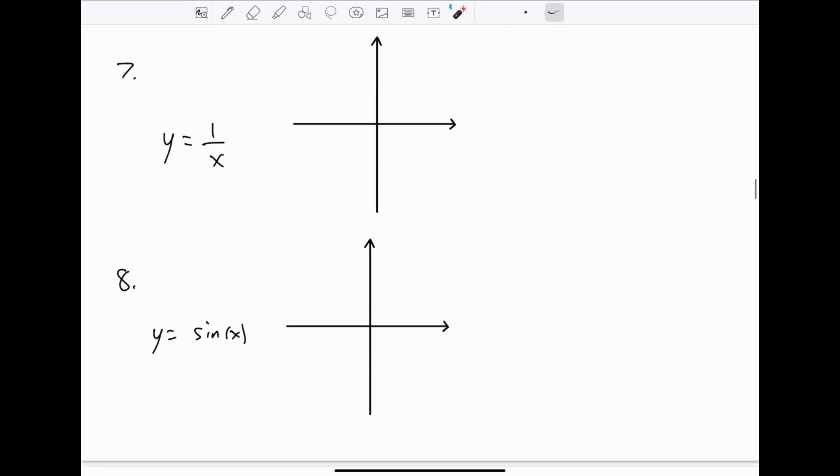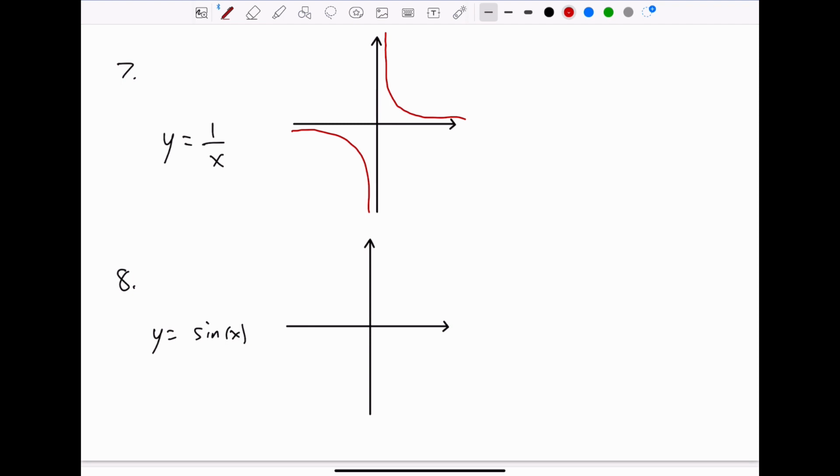Let's look at a couple more graphs. The graph of y equals 1 over x looks like this. This will also help us to determine values of 1 over x with limits. For instance, as x goes to infinity, 1 over x goes to 0. As x goes to 0, 1 over x goes either to negative infinity or to positive infinity. The limit at 0 does not actually exist.